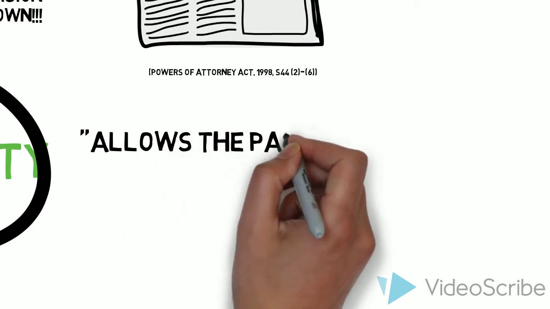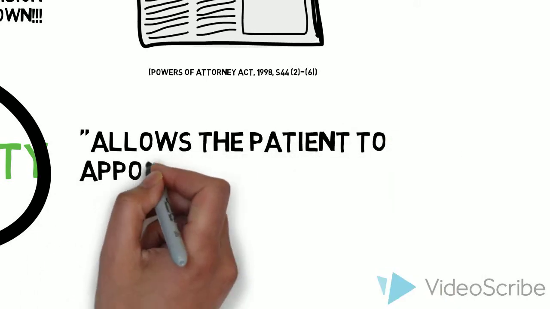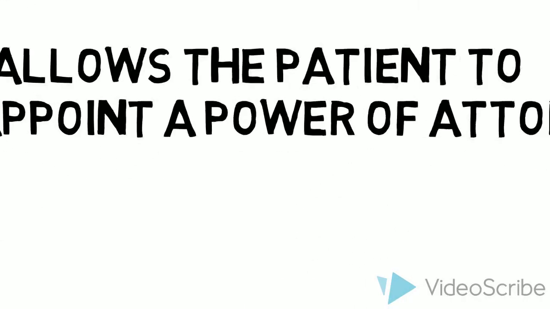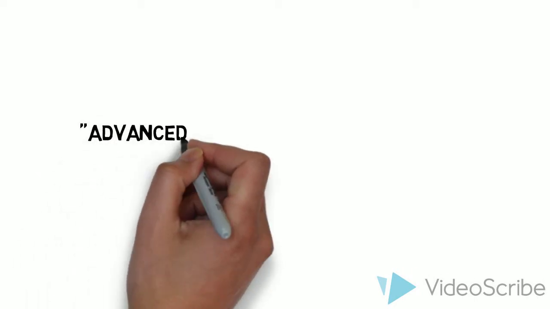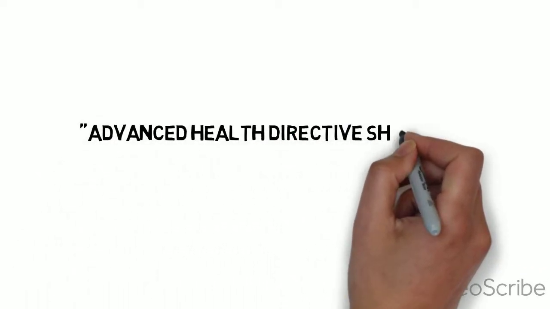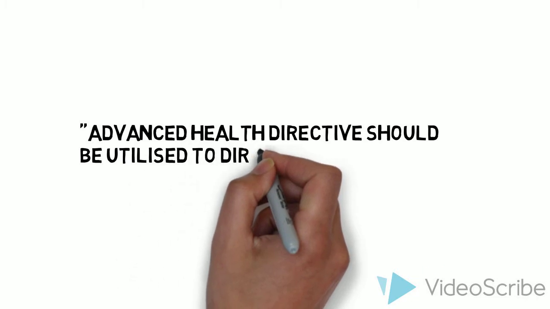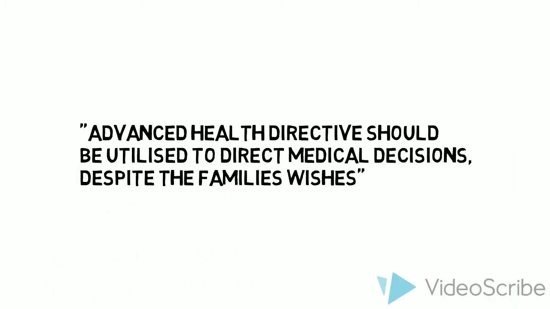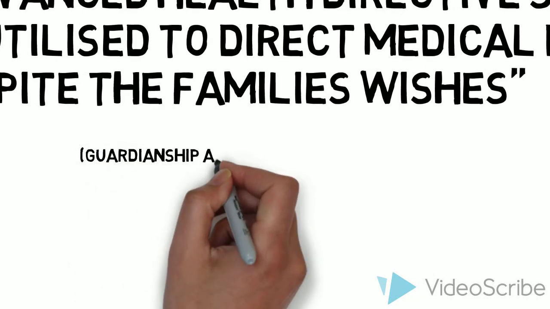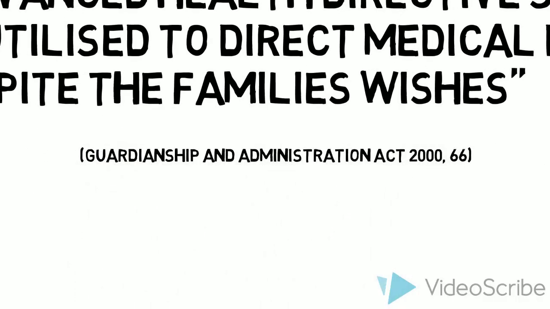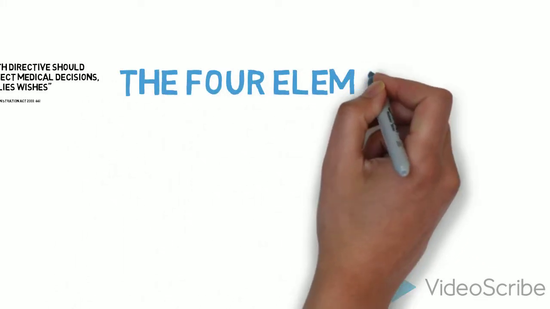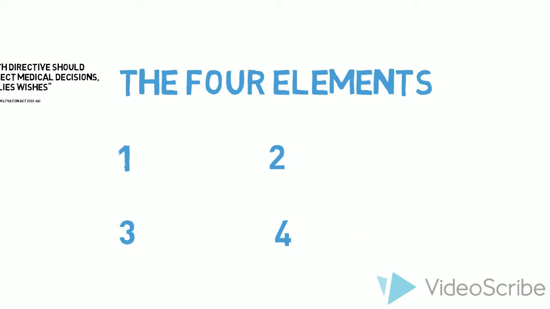An advanced health directive outlines the medical treatment or health care that a patient may or may not want to receive. It also enables the patient to appoint a power of attorney and includes pertinent information that may impact the patient's health care, including medical conditions, allergies, and religious and/or cultural beliefs. Under the Guardianship and Administration Act 2000, if an advanced health directive is in existence, it is to be utilised to direct medical decisions, even if the family's wishes differ.